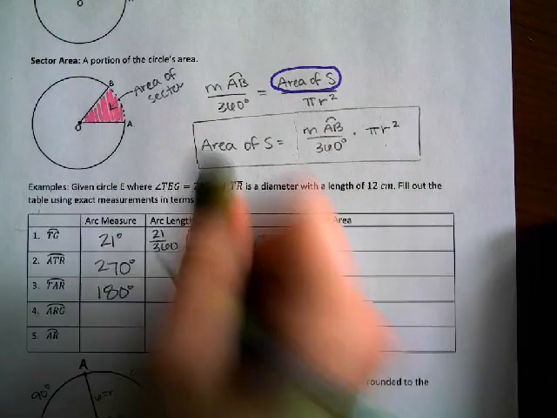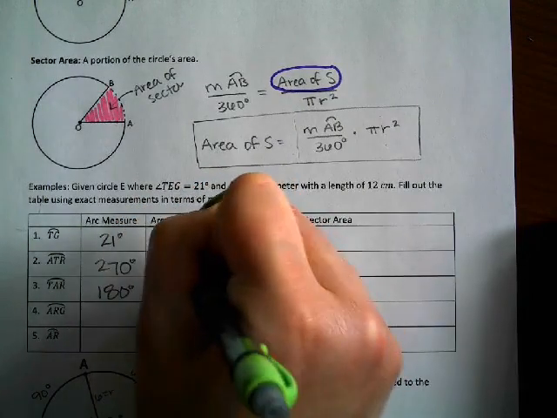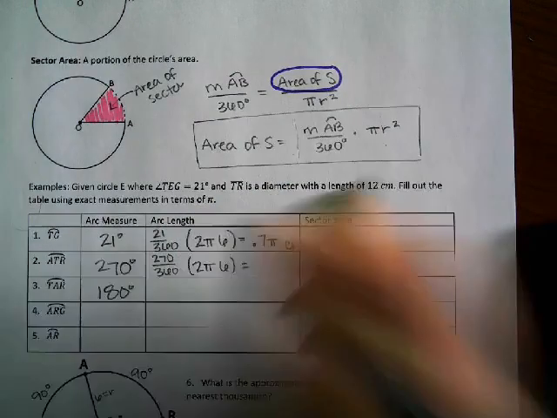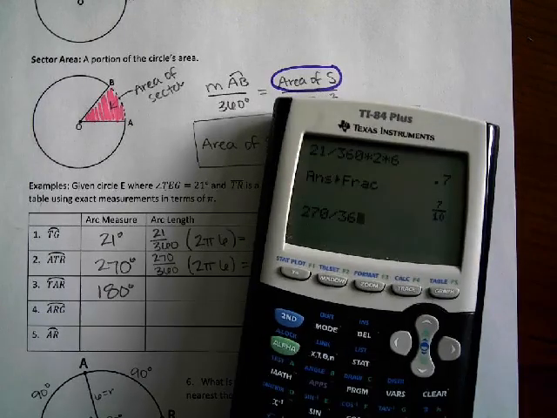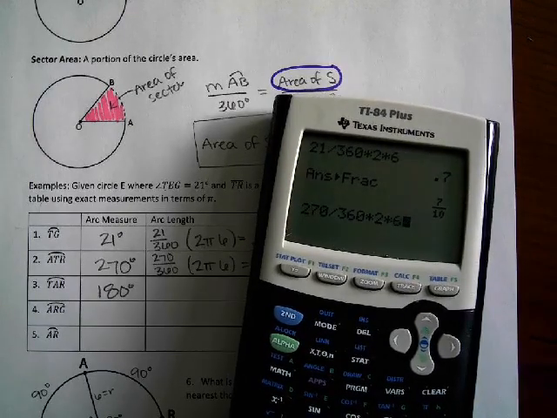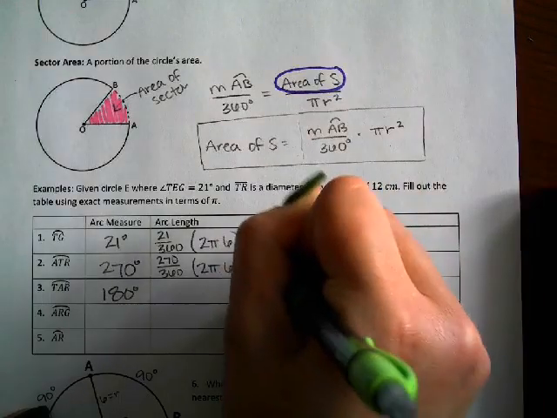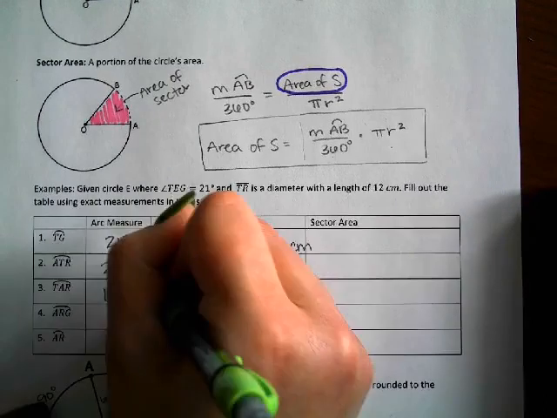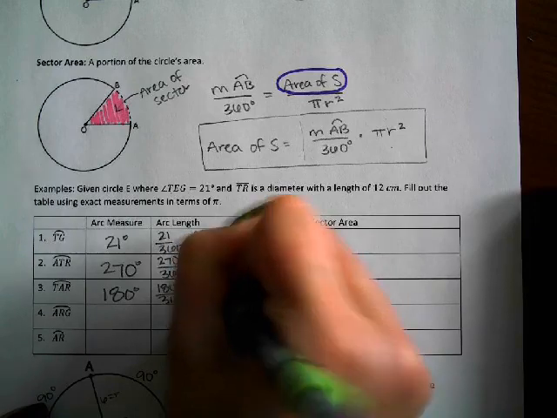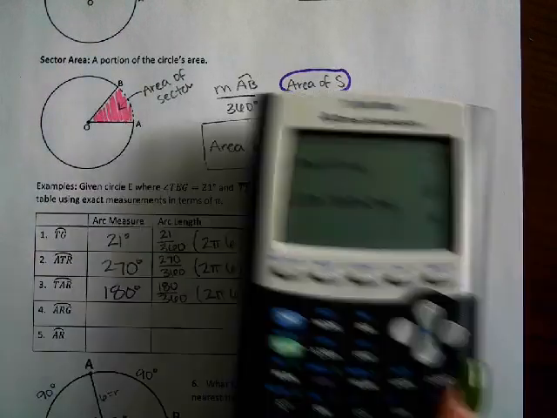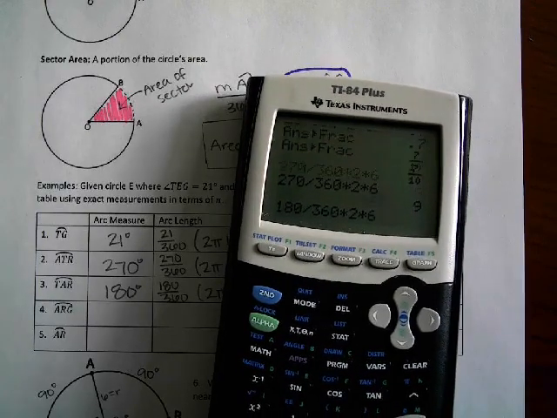All right, 270 over 360 times 2 times pi times 6. So 270 divided by 360 times 2 times 6 is 9. So my next answer is 9 pi centimeters. And then I've got 180 over 360 times 2 times pi times 6. 180 over 360 times 2 times 6 is 6. So that's going to be 6 pi centimeters.